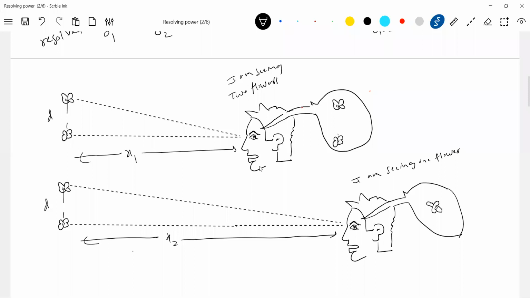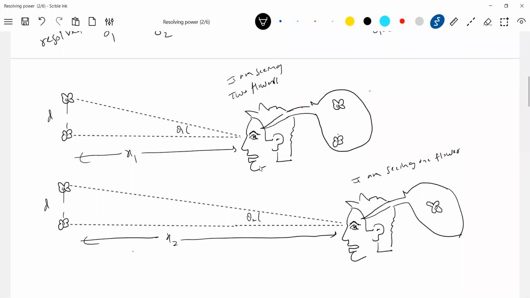So what is the problem? How many flowers are really there? Flower one, flower two, no? But he's saying that only one flower I'm seeing. Sir, what is this? What are you saying? Yes, in fact. So what is the problem? The eye is unable to resolve. That's the only reason. Nothing else happened.